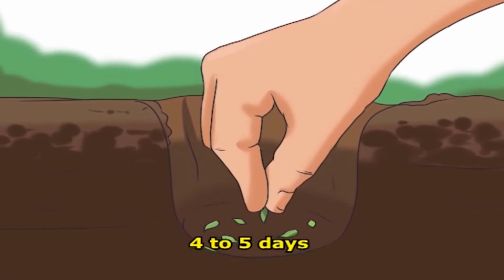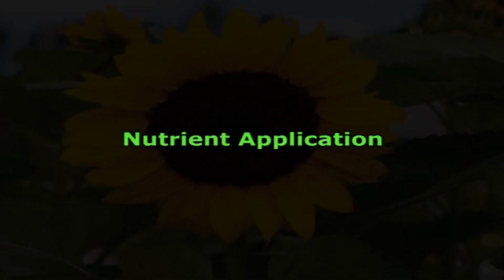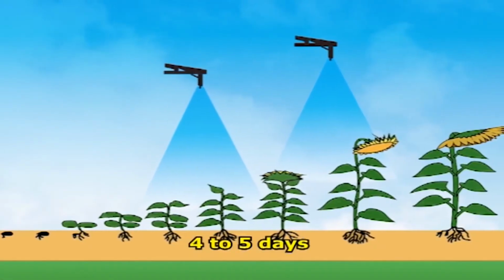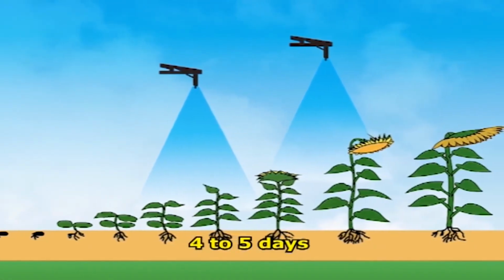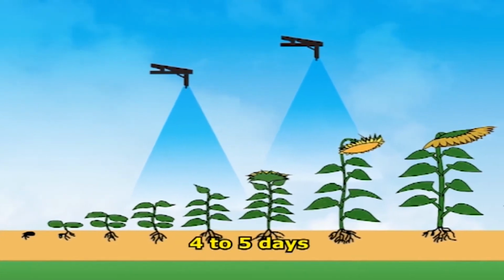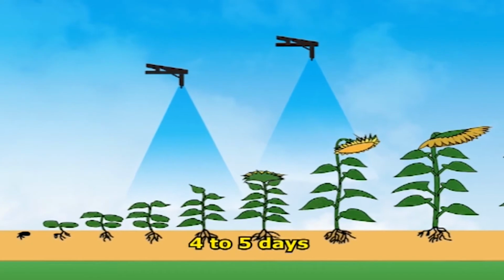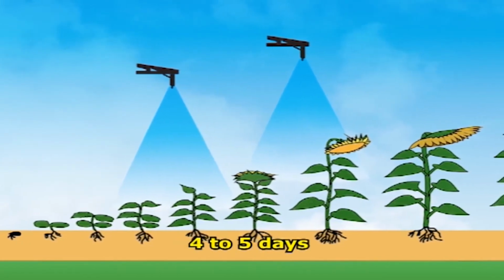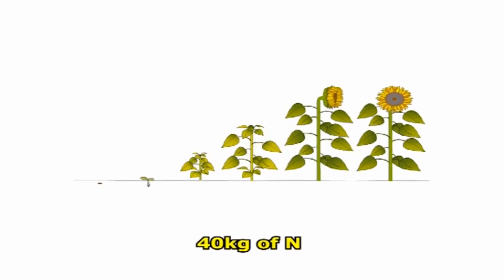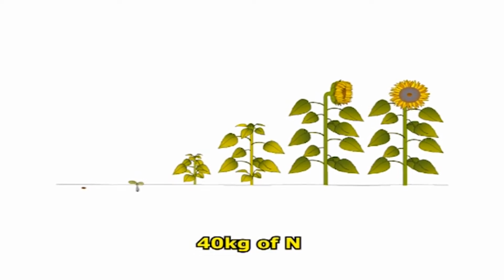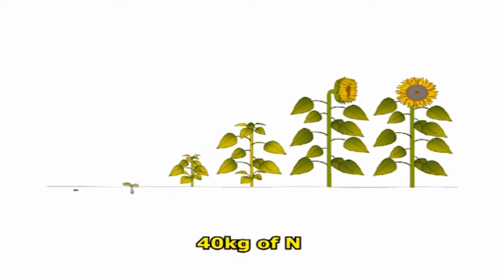Next is the nutrient application. At last ploughing, apply 12.5 tons of compost per hectare, and the fertilizer requirement for the seed crop is 80:40:40 kg of NPK, in which 40 kg of N and the full dose of phosphorus and potassium is applied as basal, while 40 kg of nitrogen is applied at the time of earthing up, that is 40 to 45 days after crop growth.